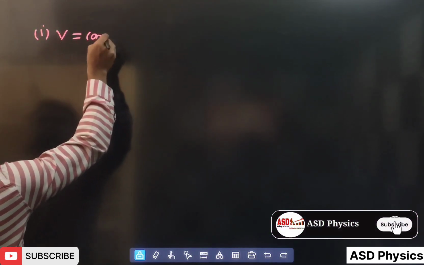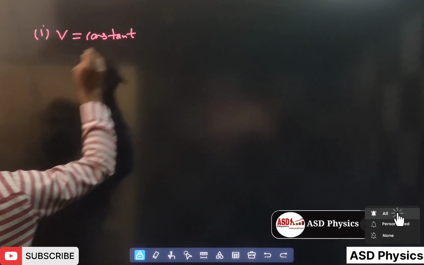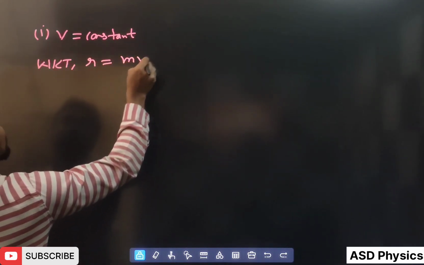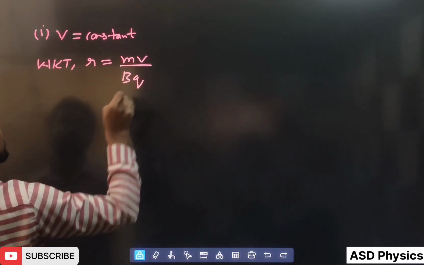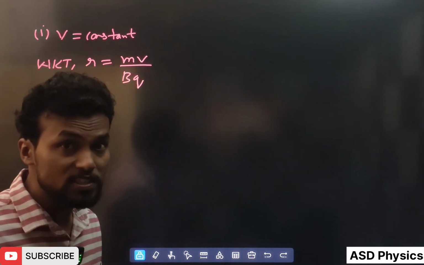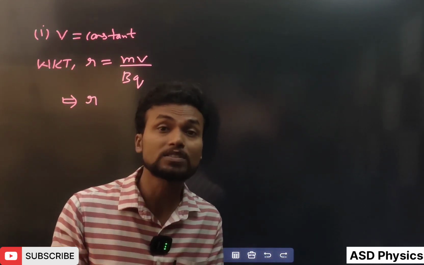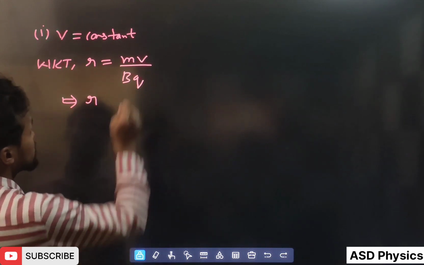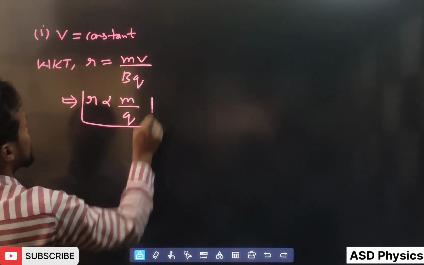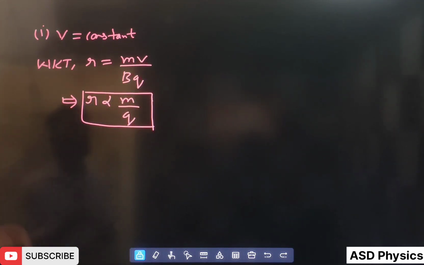So what is there for the first one? What is constant? V is constant. So we know that R equals mv by qB. Okay, and students, what is constant here? Speed is constant, and a uniform magnetic field is there. That means B is constant. So as speed and B are constant, we can tell R is directly proportional to m by q. Now, check out here. R is directly proportional to what? M by Q, because V and B are constant.